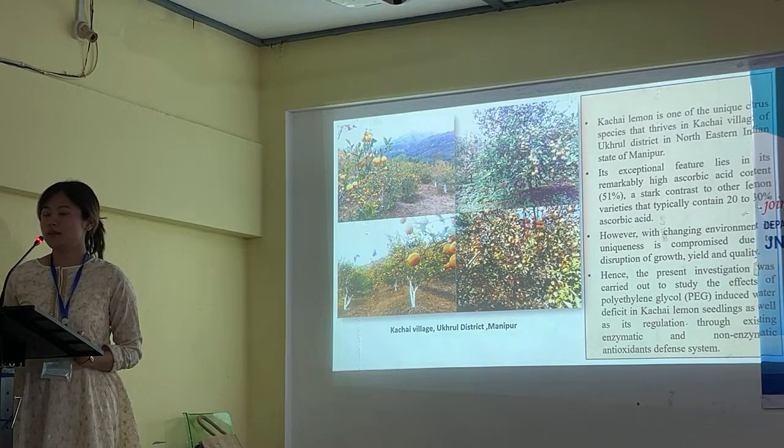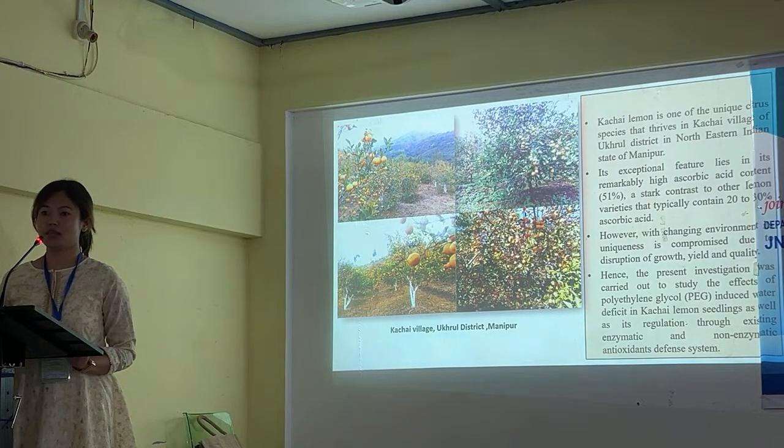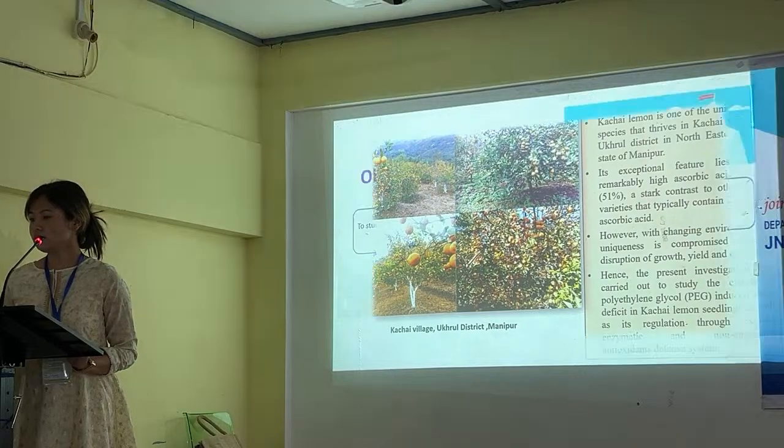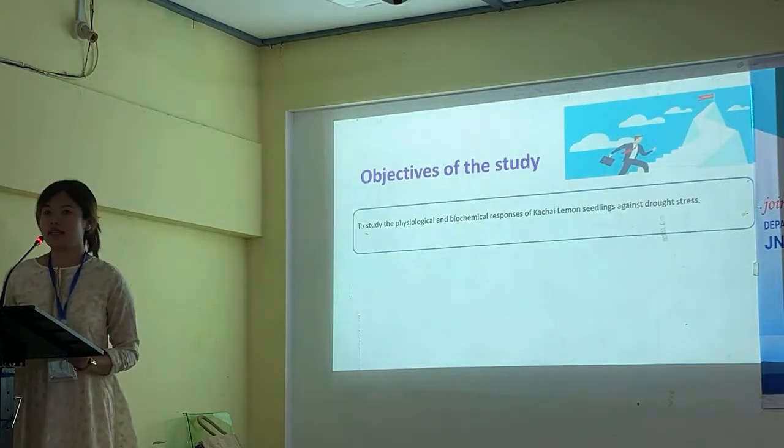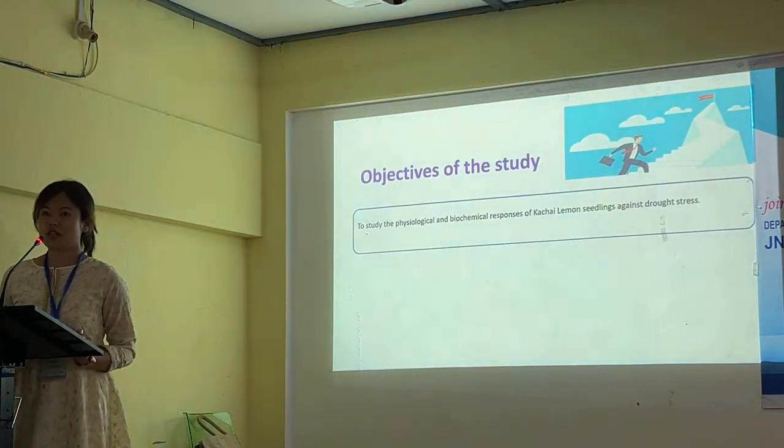So I'm going to do the present investigation by inducing artificial drought stress using the chemical polyethylene glycol 6000 with different concentration levels. The objective of my study is, after inducing this drought stress, what are the adaptive responses which are undergoing in the Kachai lemon seedlings.